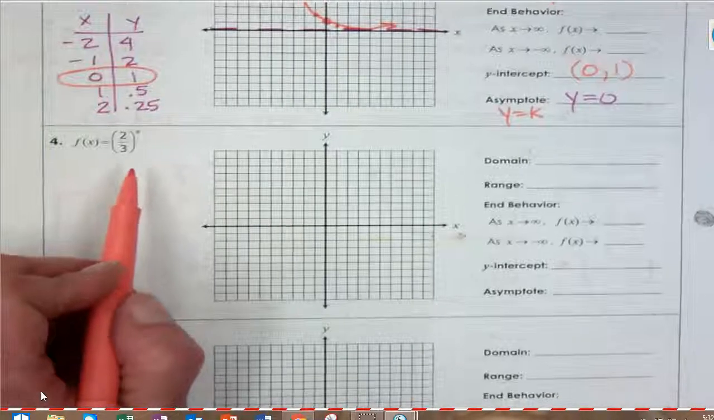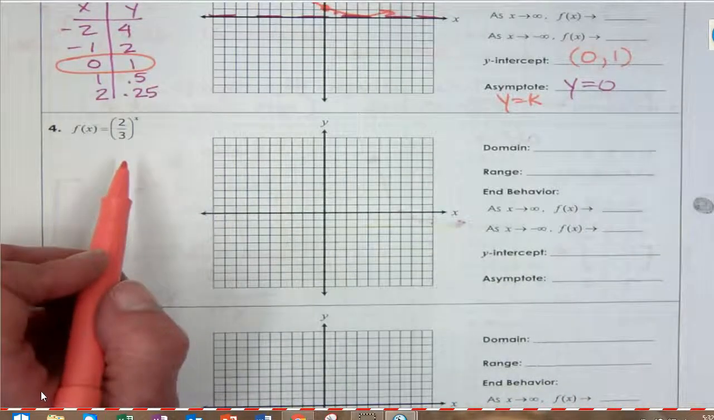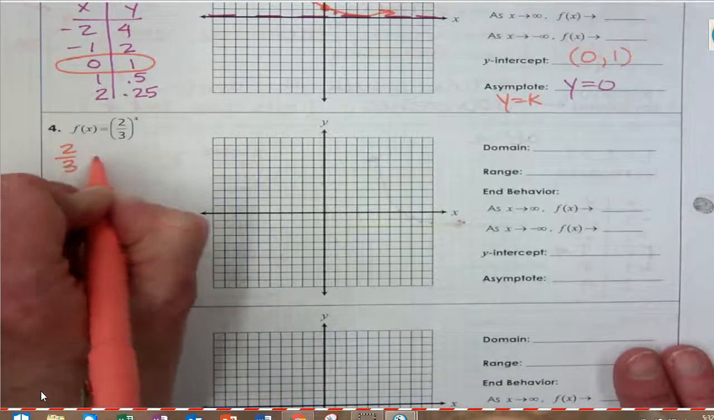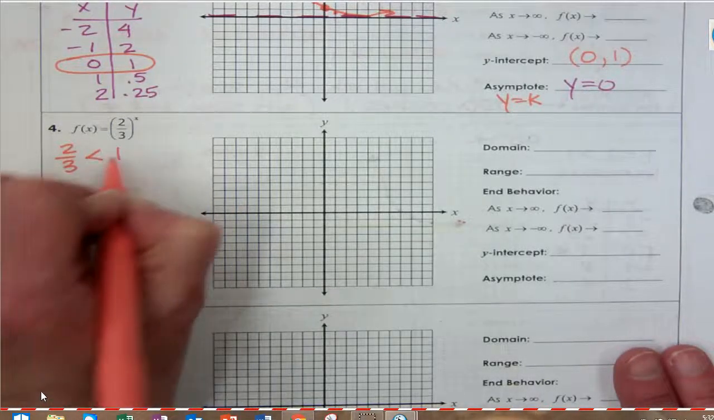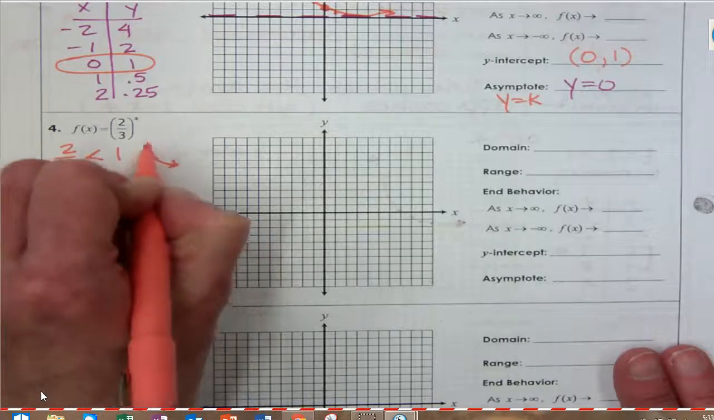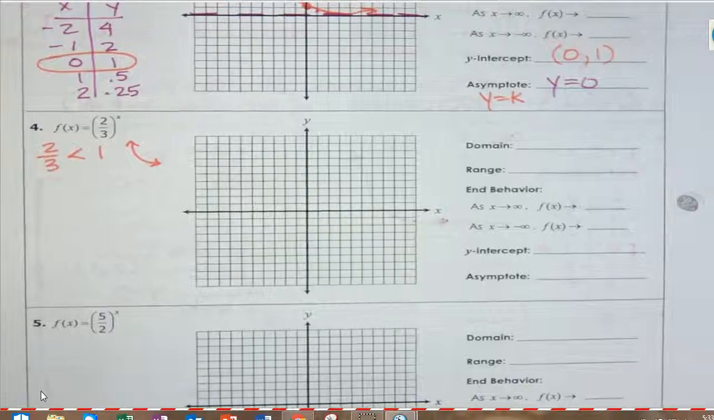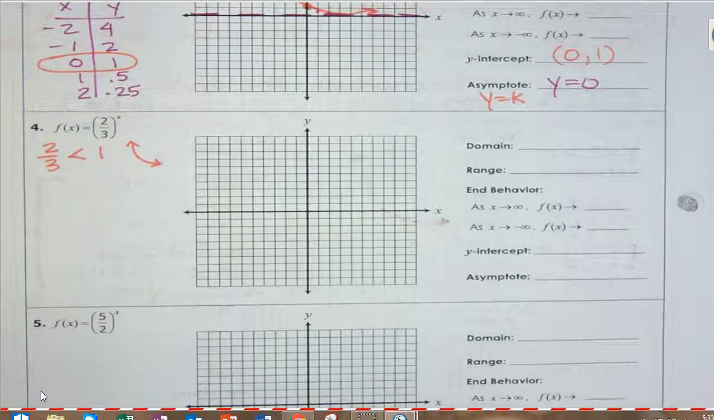this one, do the same thing. We're going to see 2/3 is less than 1, so I'm going to predict it's going to be a decay. So stop the video. I'm going to go ahead and stop the video, and then I'm going to work the problem, and I'm just going to show the answer. So if you have not, I would say go ahead and try and work the next 2 problems and then compare the answers.